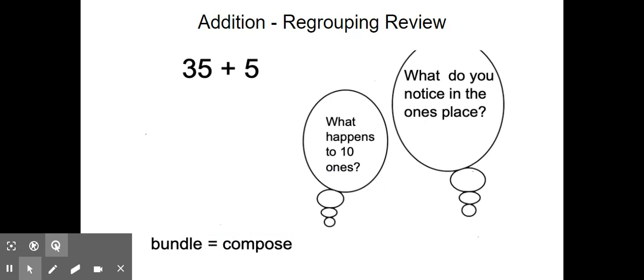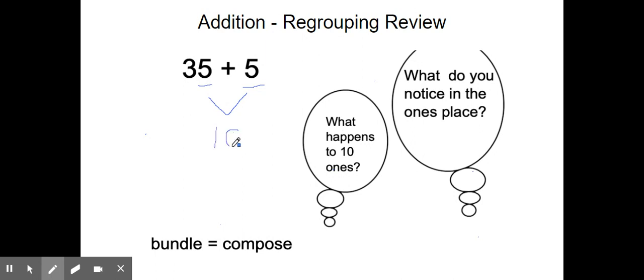Now this week in your packet, you are going to have addition problems. In school this year, we talked a lot about regrouping. So we are going to review that so you're ready to do your work. The equation here is 35 plus 5. What do you notice in the ones place? In the ones place, I see 5 ones and 5 ones. What's 5 plus 5? You're right, 5 plus 5 is 10.